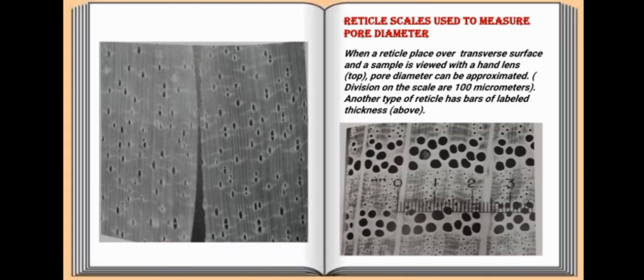The reticle scales used to measure pore diameter are typically used in microscopy to quantify the size of pores or openings in materials, such as filters, membranes, or geological samples. These reticles are either integrated into the eyepiece of a microscope or can be digital, depending on the system used.